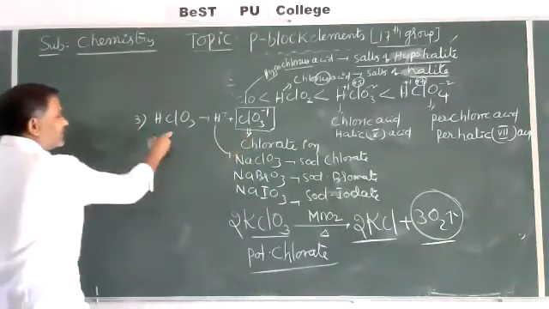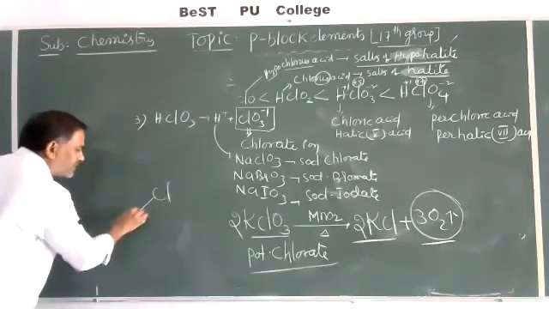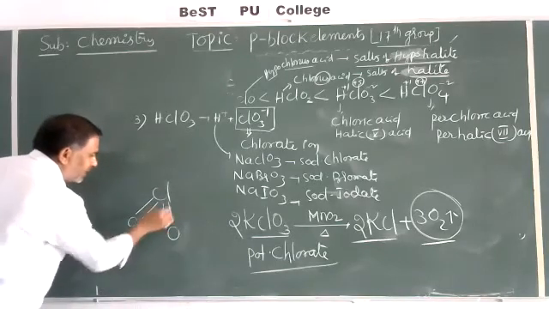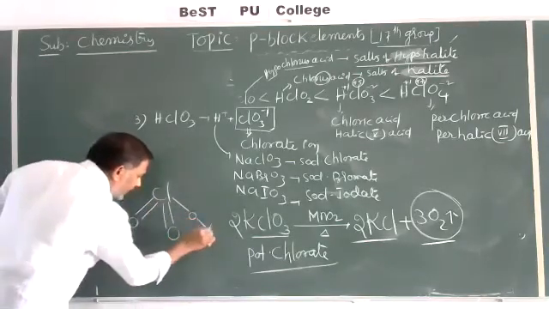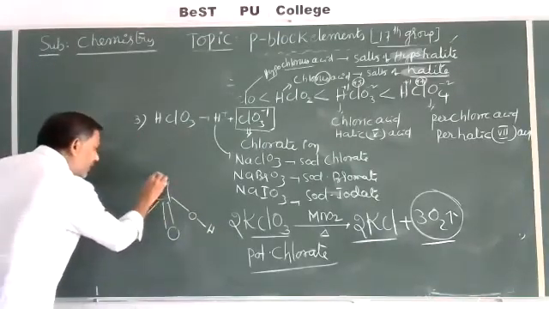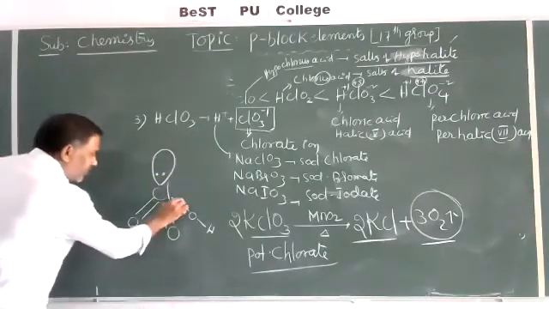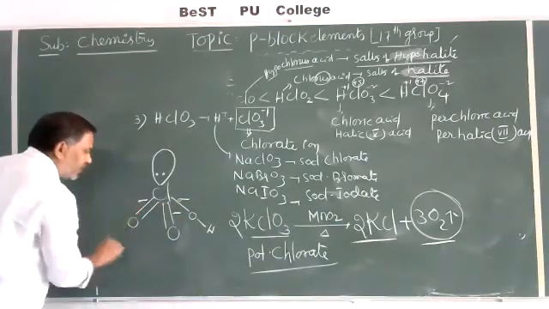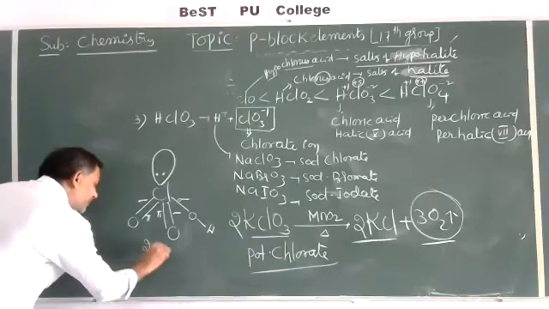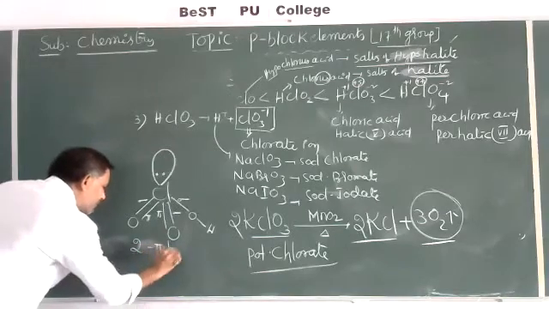Now here the structure: around chlorine, 7 valence electrons are there. Out of 7, 2 are double bonds with oxygen, and one is with oxygen and hydrogen. Now here 2 electrons and 1 electron pair is there. Sigma bonds are 1, 2, 3 sigma bonds. Remaining 2 are the pi bonds. Here 2 pi bonds are present.